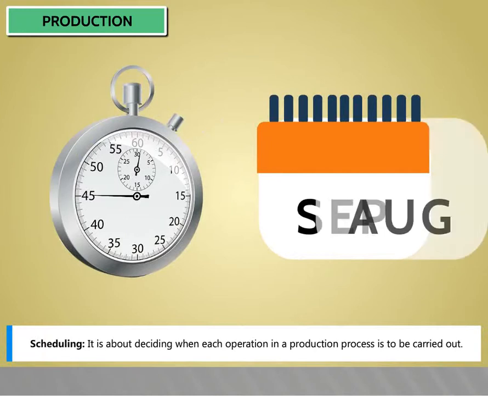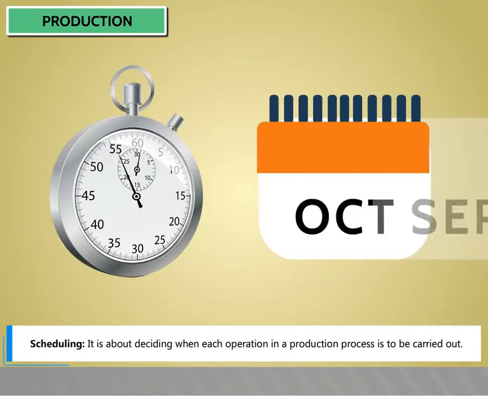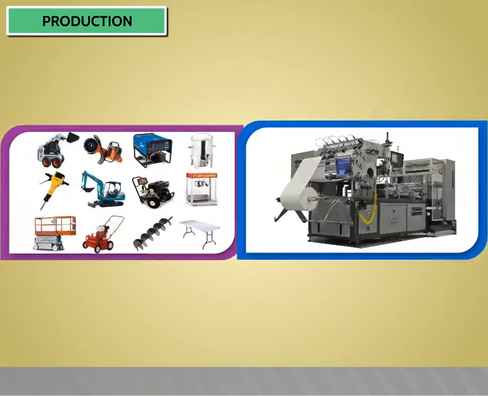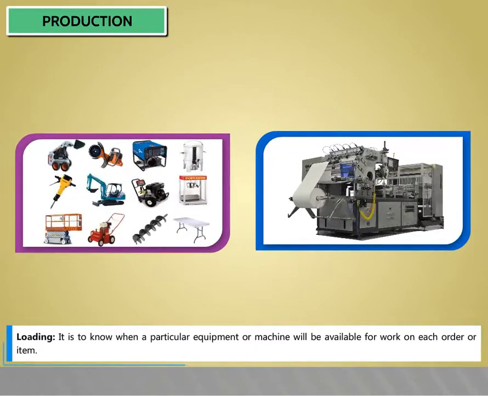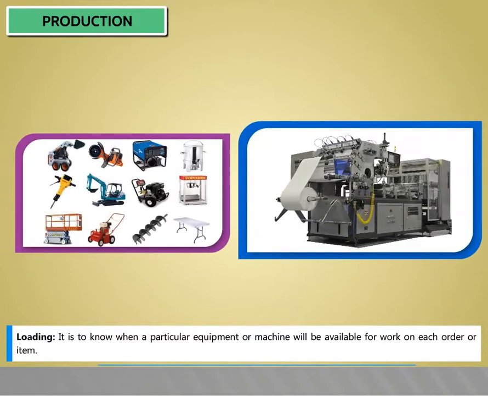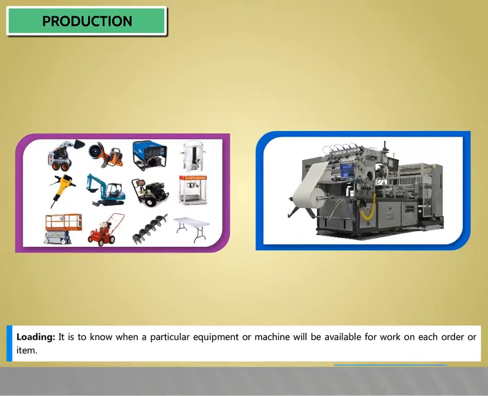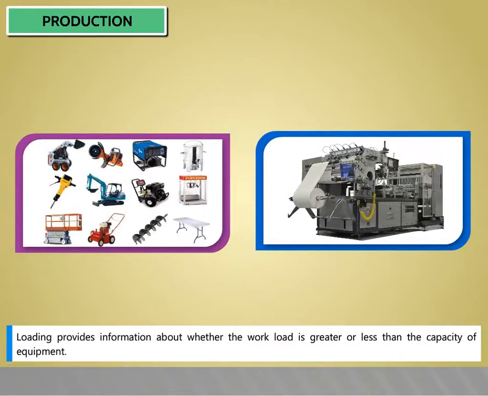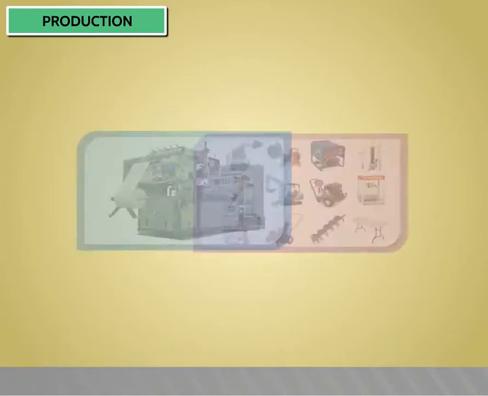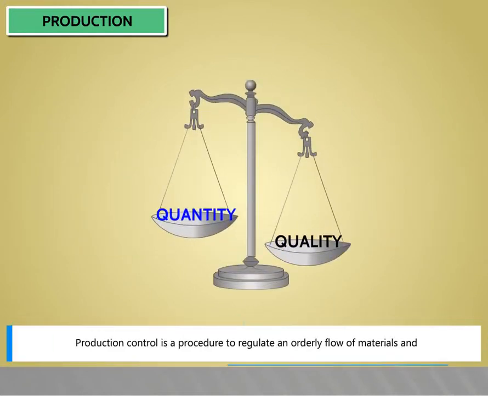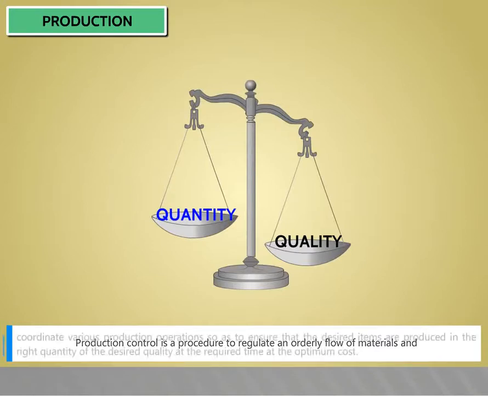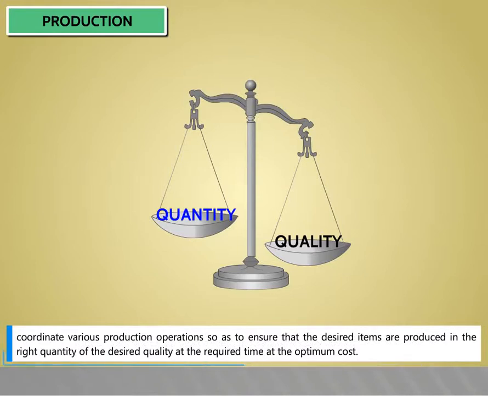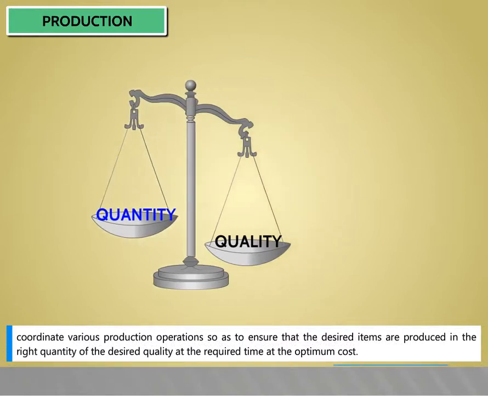Scheduling. It is about deciding when each operation in a production process is to be carried out. Loading. It is to know when a particular equipment or machine will be available for work on each order or item. Loading provides information about whether the workload is greater or less than the capacity of equipment. Production control is a procedure to regulate an orderly flow of materials and coordinate various production operations so as to ensure that the desired items are produced in the right quantity of the desired quality at the required time at the optimum cost.